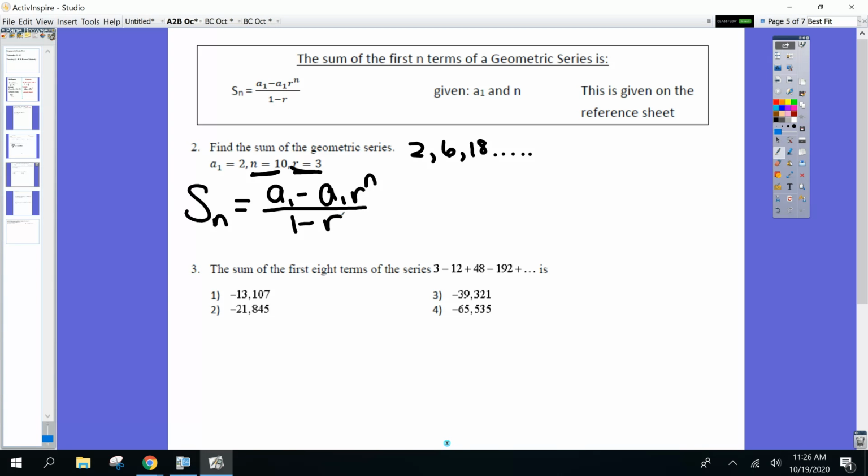And this is just plug and chug now, because I gave you all the values. So help me plug and chug.